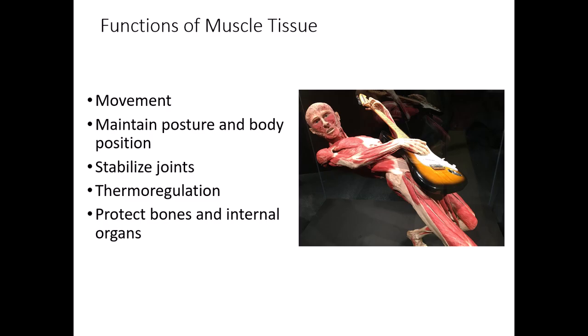And then muscle tissue also protects bones, as it is superficial to bones in most places on the body, and also protects internal organs where it acts as a cavity boundary. For example, all along the abdominal cavity, the walls forming that space are mostly layers of muscle, so they are protective.